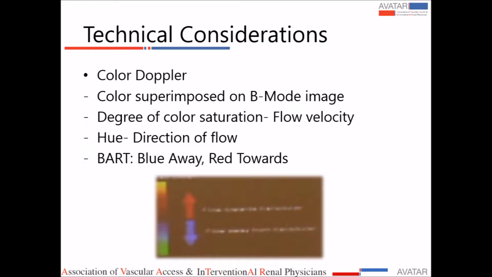You can also do a color Doppler. And one thing that everyone must remember, a color Doppler is not a quantitative measurement. It's a qualitative measurement. It gives you two pieces of information. One is the degree of color saturation. As you can see here, you've got it going from yellow, orange to red, and then the greens and the blues. The degree of color saturation gives you an idea of the velocity of flow, but not a number.